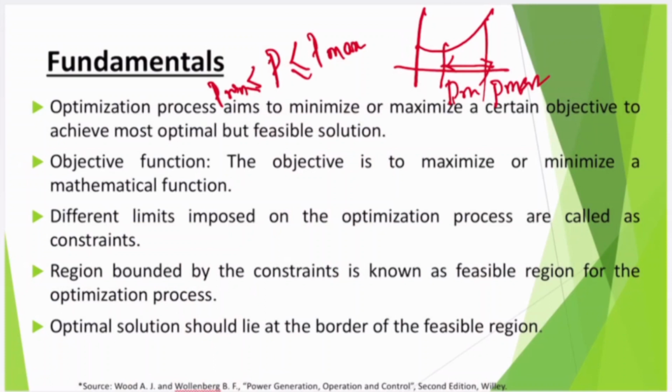Similarly, the region bounded by the constraints is known as the feasible region. If a space is given to you, you can identify a zone in which the optimal point lies. So the region bounded by the constraints is known as the feasible region for the optimizing process. Now, optimal solutions should lie at the border of the feasible region. Ideally, they occupy a point which is mostly at the extreme, because you optimize it.